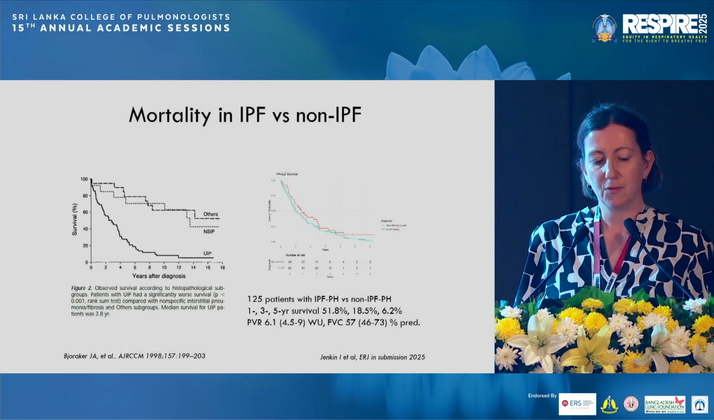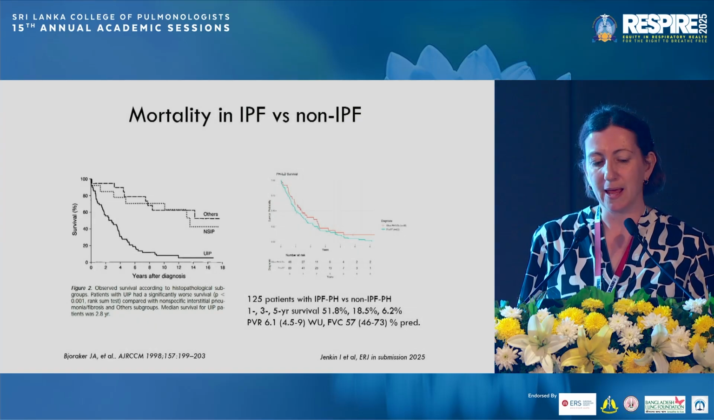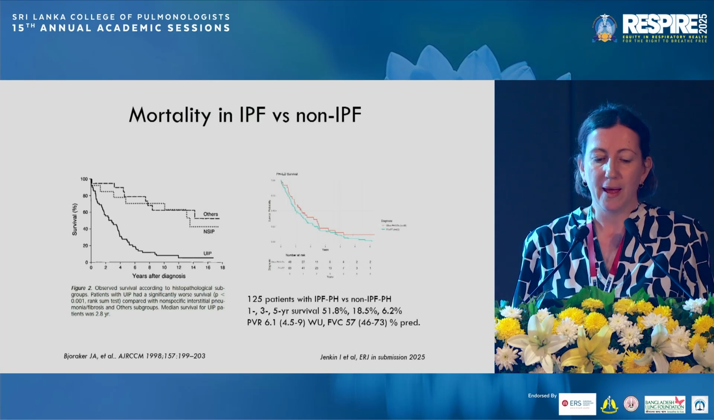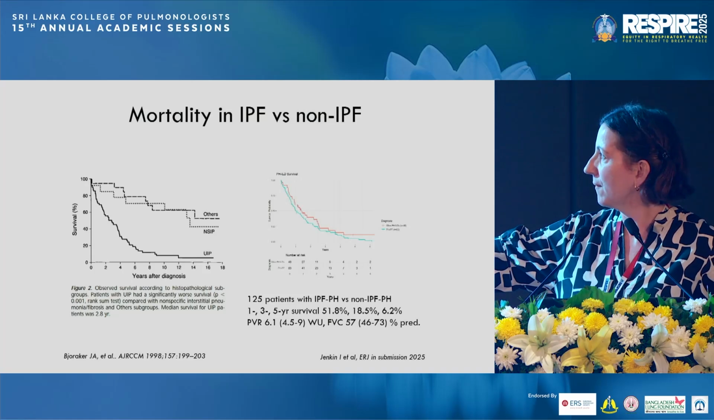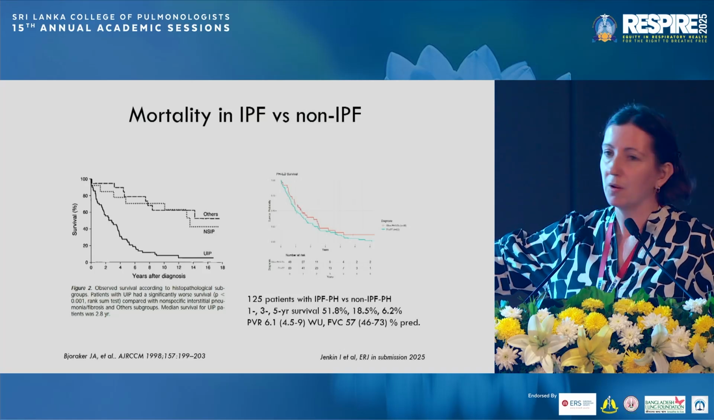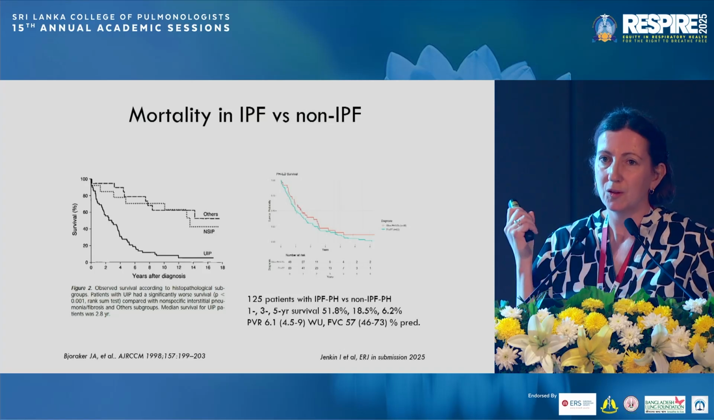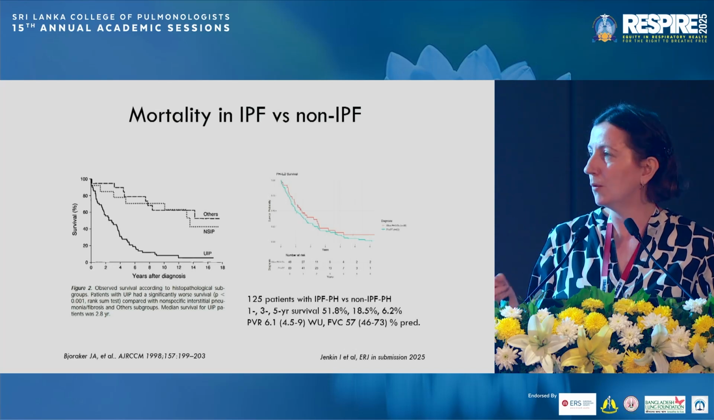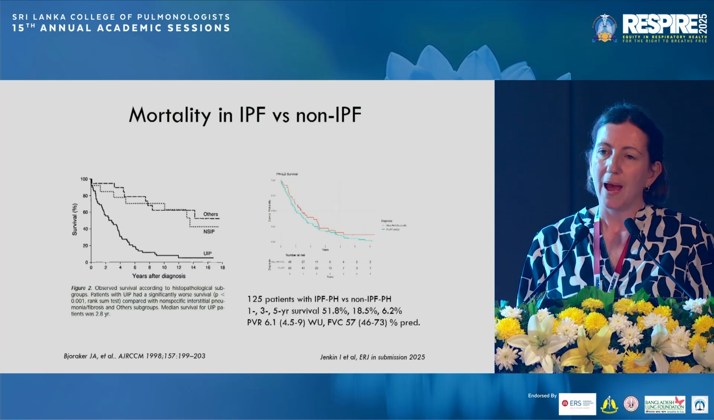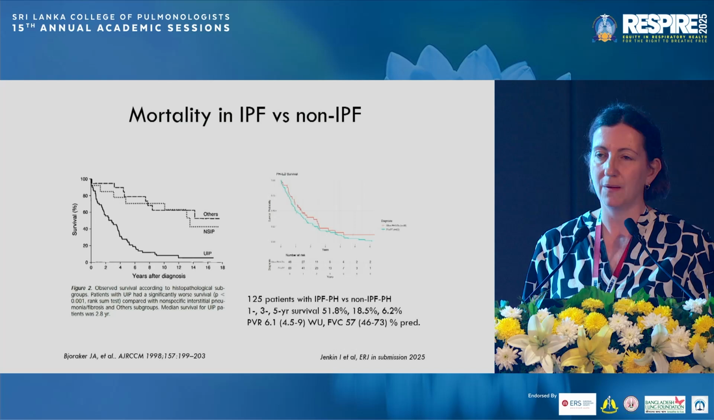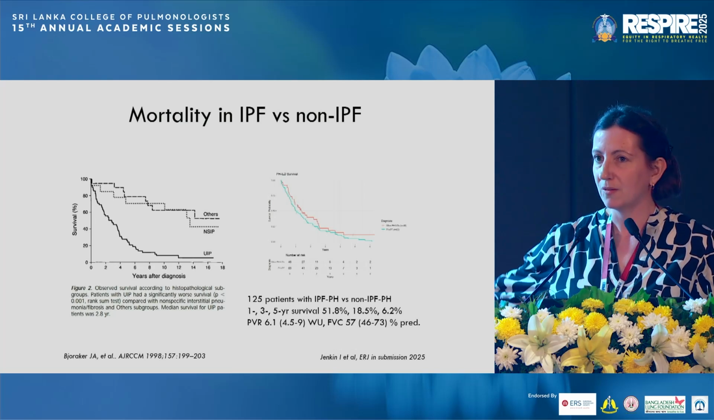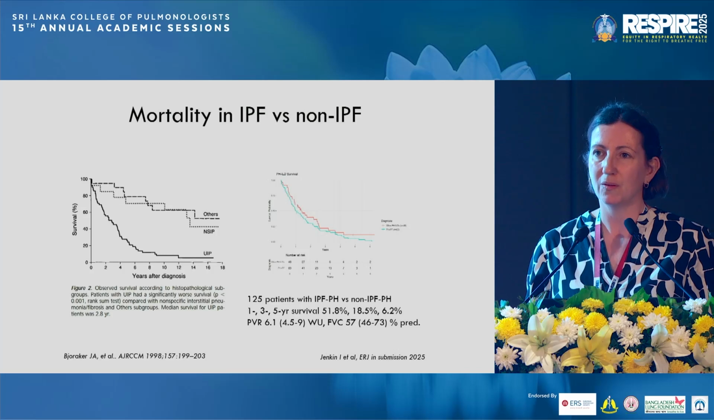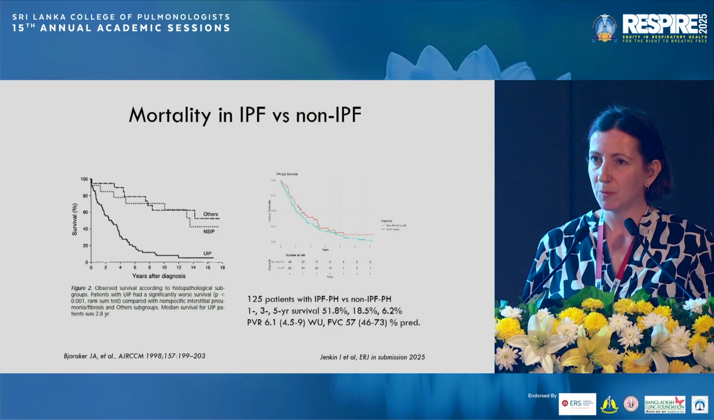This is a 1998 publication of IPF all-comers compared to non-IPF. So the NSIP, I'm sure you remember this curve. If you have a patient who's got NSIP or UIP, your survival is hugely different. That's in all comers. However, if you look at the same curves in patients who have pulmonary hypertension, due to those 2 groups, there's no difference in the curves, suggesting that once you have pulmonary hypertension, that's what drives the outcome.